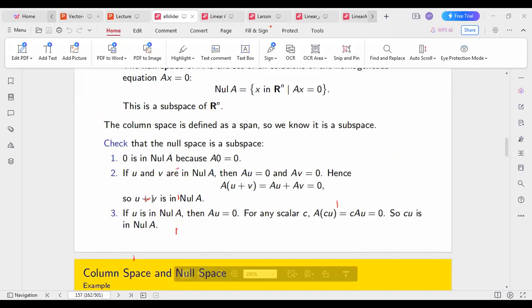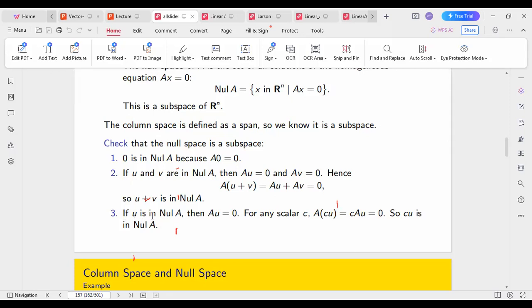Now check that the null space is a subspace. 0 is in the null space of A because A times 0 equals 0. That means the first condition is satisfied. If u and v are in the null space of A, that means Au equals 0 and Av equals 0. Hence A(u + v) equals 0. So u plus v is in the null space of A. That means the second condition is satisfied.